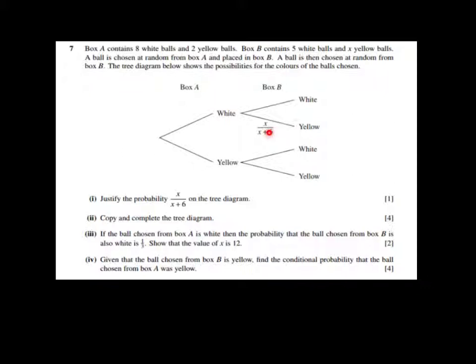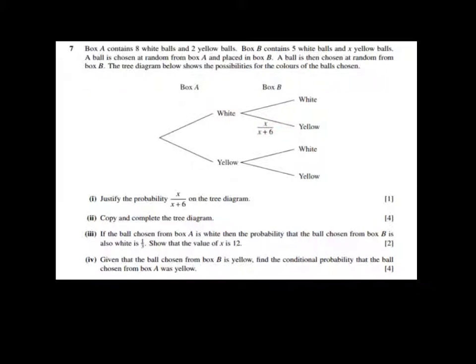So here, you don't know how many yellow balls there are, but however many yellow balls there are, plus the 5 white balls you originally had, plus 1 more that comes from box A, is going to make 6 balls. So it's going to be the total number of balls in that box. And then of course X of them are yellow, so that's just your probabilities.